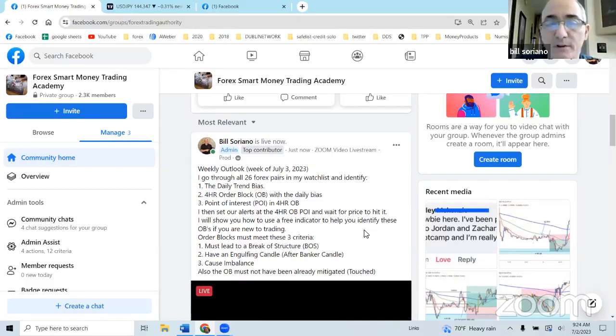So we're going to use an indicator like we do every week to help us plot these 4-hour order blocks. This indicator works about 80% of the time, I would say. Sometimes it just doesn't work, but if you're brand new, it helps you to identify the order blocks. If you want to do that on your own, but obviously you can use this session every week to do that. These order blocks must meet 3 criteria. They must lead to a break of structure. You must have an engulfing candle at some point after that banker candle, which identifies the order block. They must cause imbalance, and they must not have been mitigated. So they must not have already been touched.